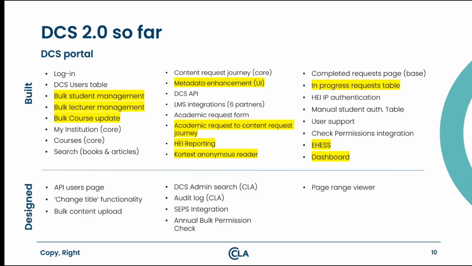We also have the full academic request to content request journey, so that's great news for anyone that makes use of CLA's academic request form. We almost have a full suite of HEI reports ready. We're just ironing out a few creases there, but this includes the HEI report, which is now merged with the downloads per content item report, which I will go into a little bit more detail about shortly. We have the EHES report, requests in progress, and rejected requests.